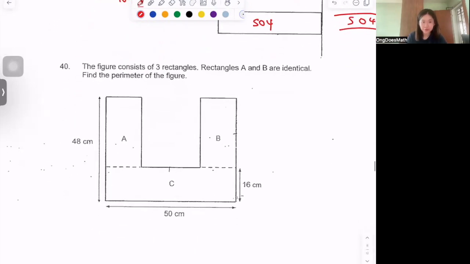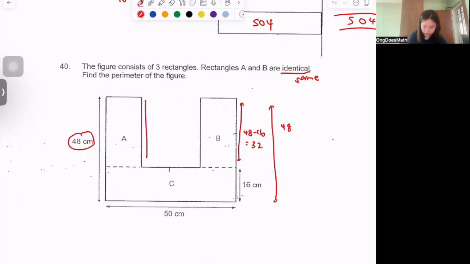Next, the figure consists of 3 rectangles. A and B are identical. Identical means same. Find the perimeter of the figure. So perimeter means you add up all the sides, right? So we have this as 48, which means this side is also 48. Which means this side over here is just 48 minus 16. And that should give you 32. Which means this side is 32. This side is 32.